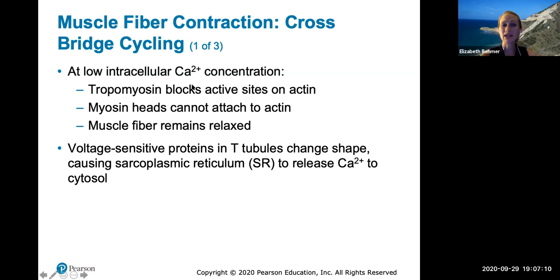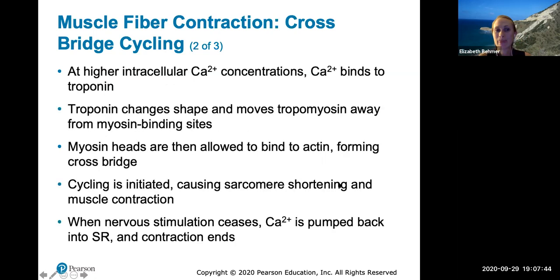At low intracellular calcium concentration, so when there is not enough calcium in the skeletal muscle fibers, so it hasn't been released from the sarcoplasmic reticulum, that tropomyosin will continue blocking the active site on the actin, so the myosin heads cannot attach to the actin. The muscle fiber will remain relaxed until the voltage sensitive proteins in your T tubules change shape due to an action potential traveling down the T tubules, and that's what causes your sarcoplasmic reticulum to then release the calcium.